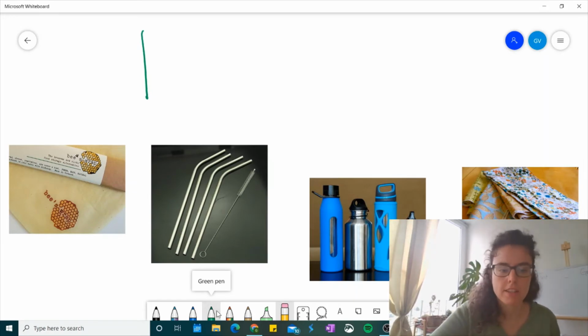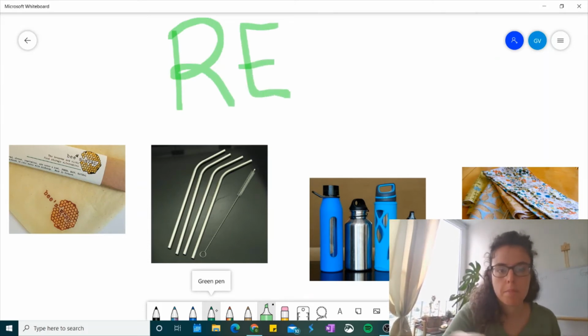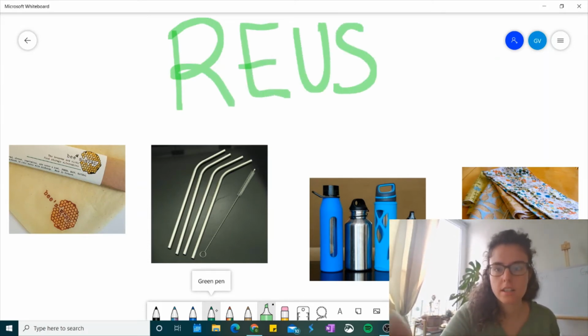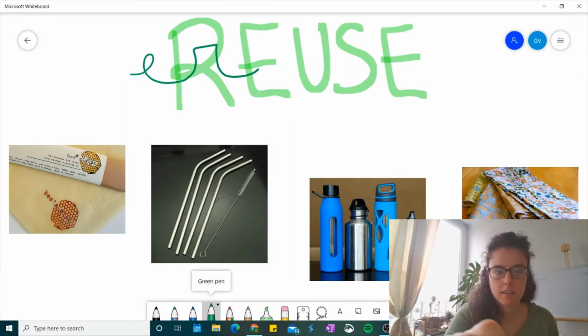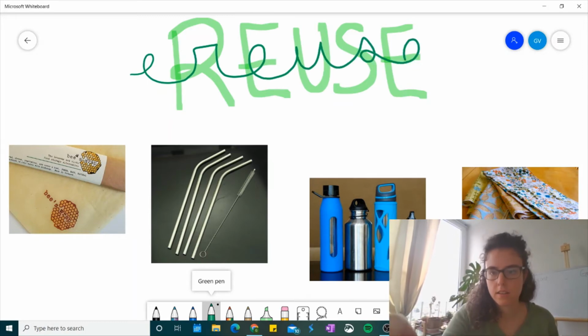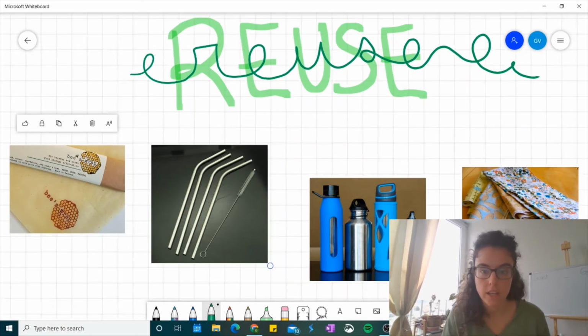Okay, I'm going to get fancy, because Miss Gia has her magic pen. I'm going to write big capital letters. And then with my little green pen, oops, nope, hold on. I'm going to try again. Okay, so I made it fancy. Now, these are all items that we can reuse.